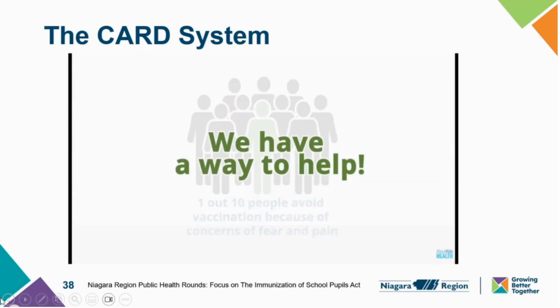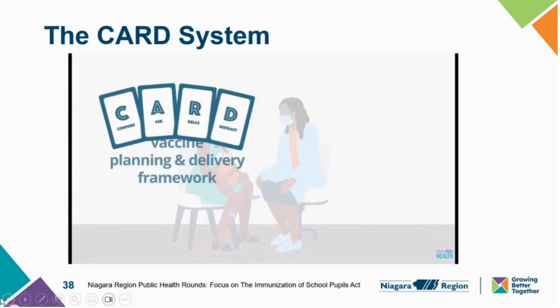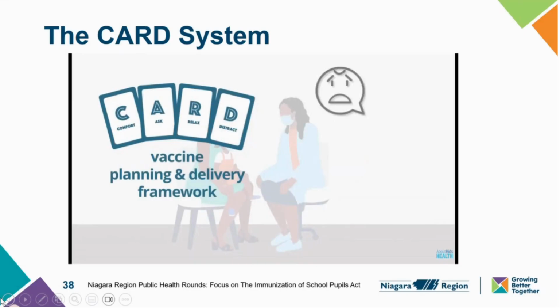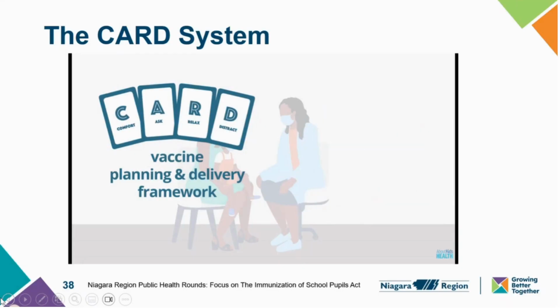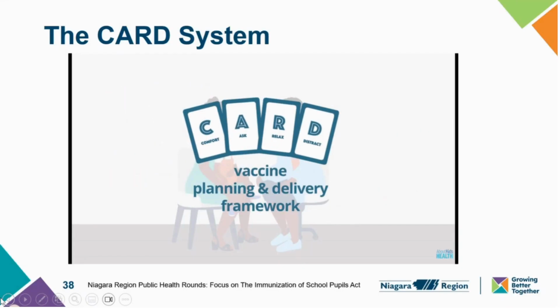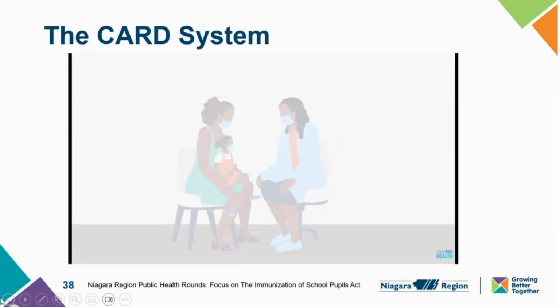We have a way to help. The CARD system is the first and only vaccine delivery framework proven to reduce fear, pain, and other stress-related responses in children and adults. Every letter in the word CARD represents a strategy that clients and staff can do to improve the experience. C is comfort, A is ask, R is relax, and D is distract.